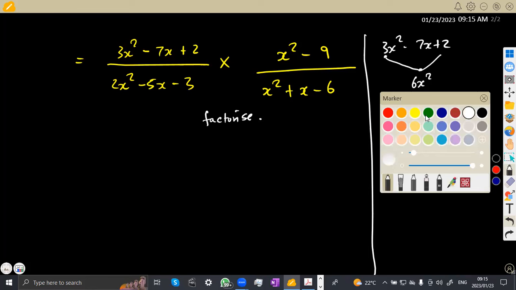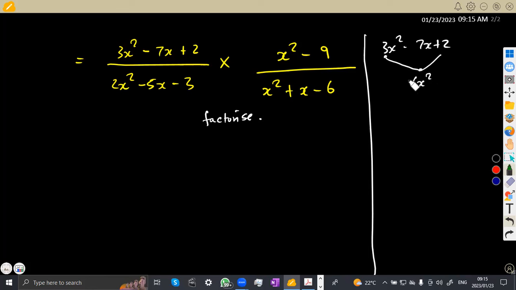Do we have factors of 6x squared here? But these factors, if you add them, they must give you the middle term, which is negative 7x. Do we have such terms? Okay, we have got minus 6x here and minus x.